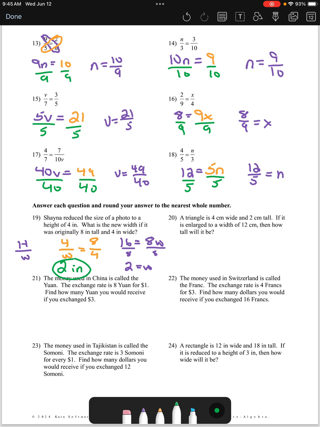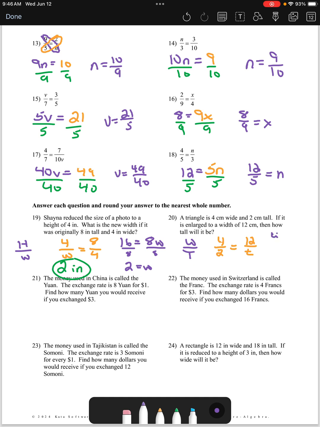Number 20, a triangle is 4 centimeters wide and 2 centimeters tall. Okay, so we're talking about how wide and how tall something is. So it's 4 wide and 2 tall. It's now enlarged, and it now has a width of 12. What we don't know is how tall it is. So it starts off as being 4 wide and 2 tall. We make it bigger. It's now 12 wide, and we don't know how tall.